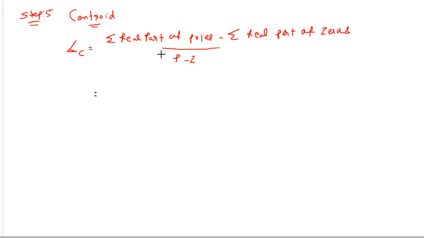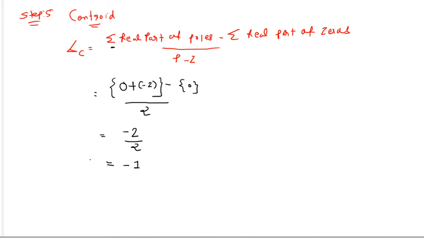Now, the real parts of the poles: we know that our poles are 0 and minus 2, and we add them, 0 plus minus 2, that is the summation of the real parts of the poles, minus the summation of the real parts of the zeros, that is 0, because there is no zero, and p minus z is 2, as we already know. So 0 minus 2, that is minus 2, upon 2, so that is minus 1. Sigma c is minus 1.